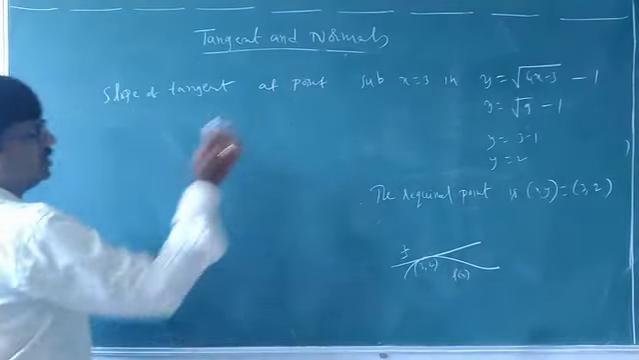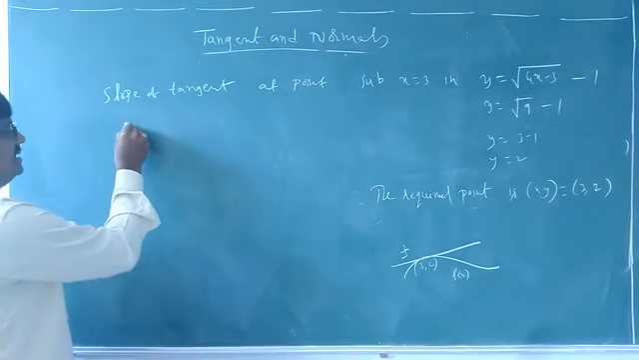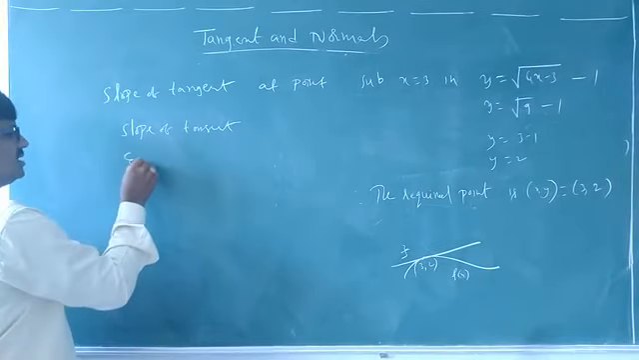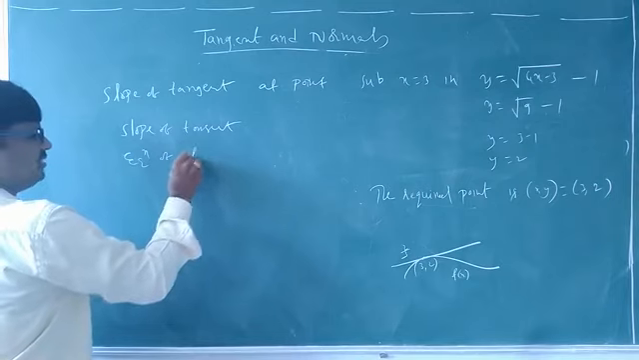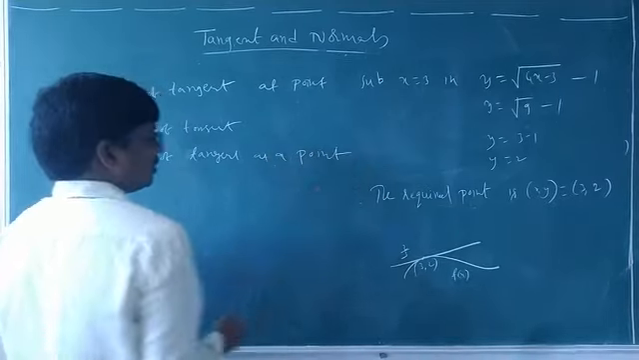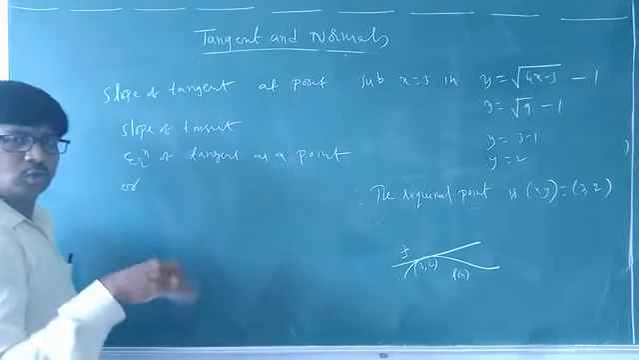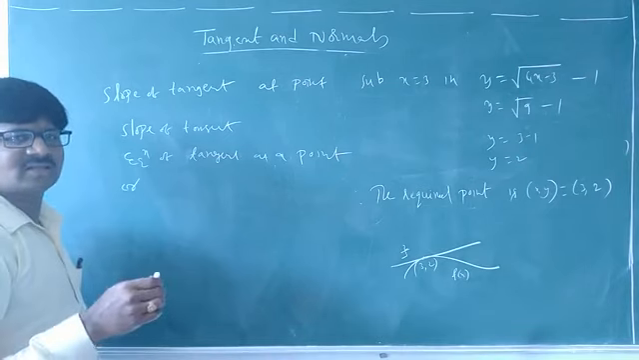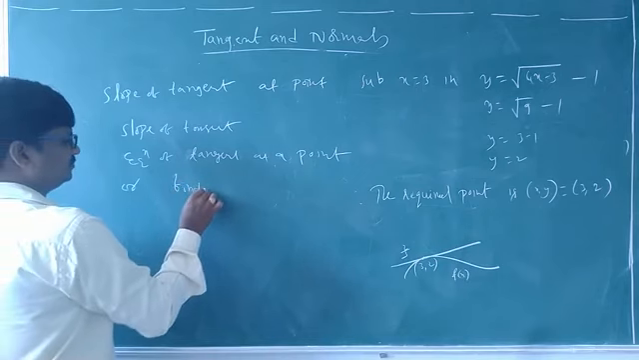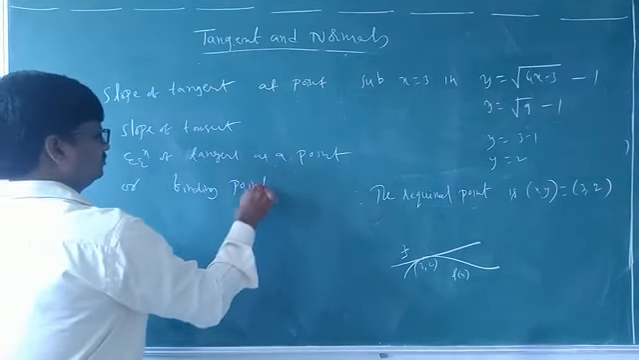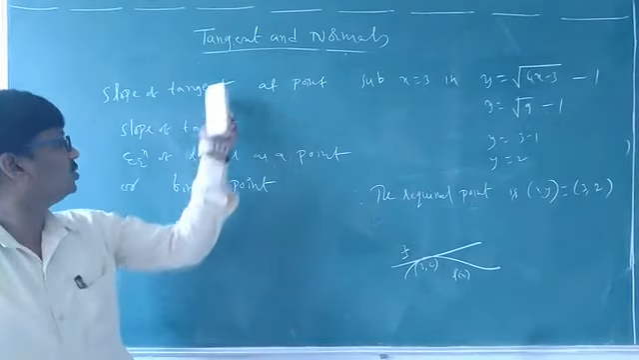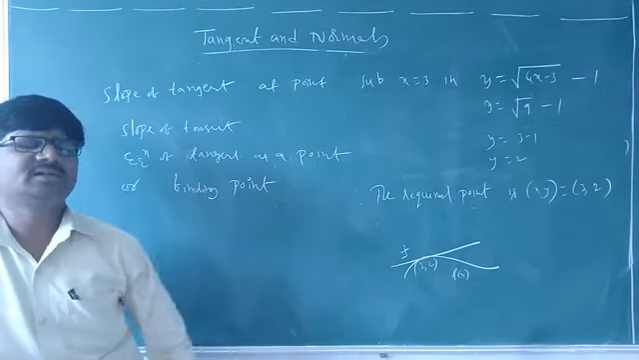At a point, some point. Or simply we will ask the slope of tangent, or equation of tangent at a point. Or slope will be given, and he will ask the point, or finding the point also will be asked. These four questions will be there in our tangent and normals.